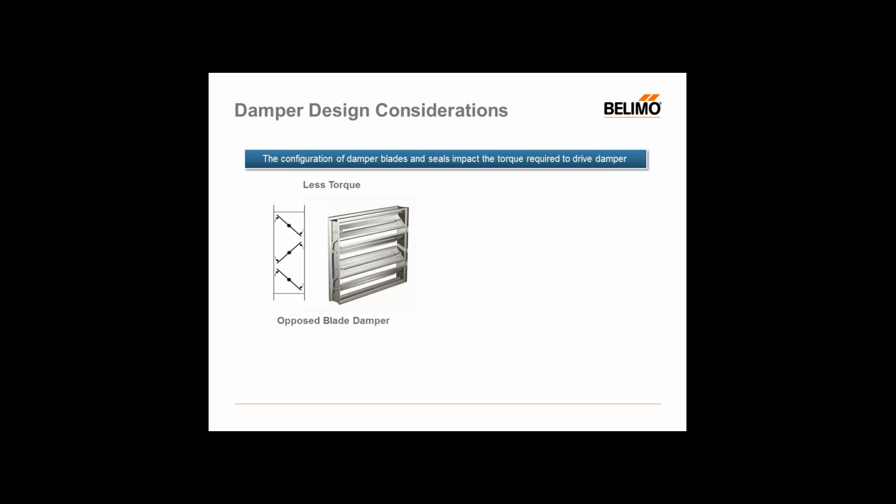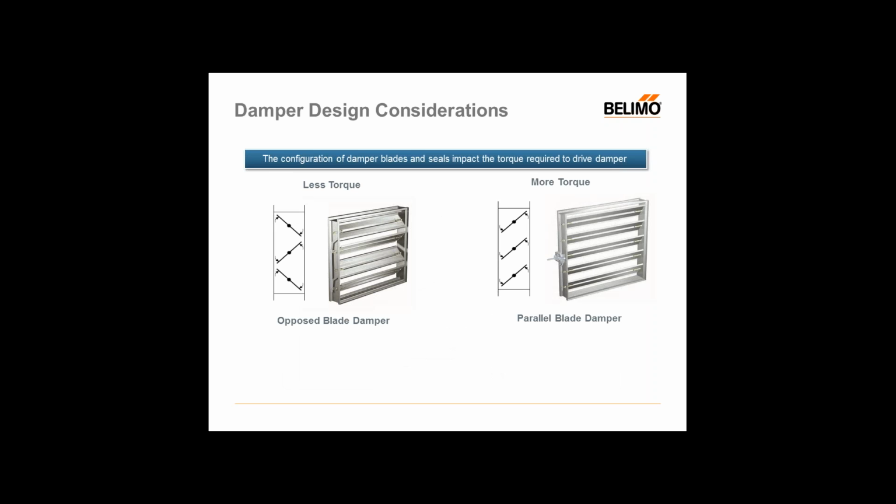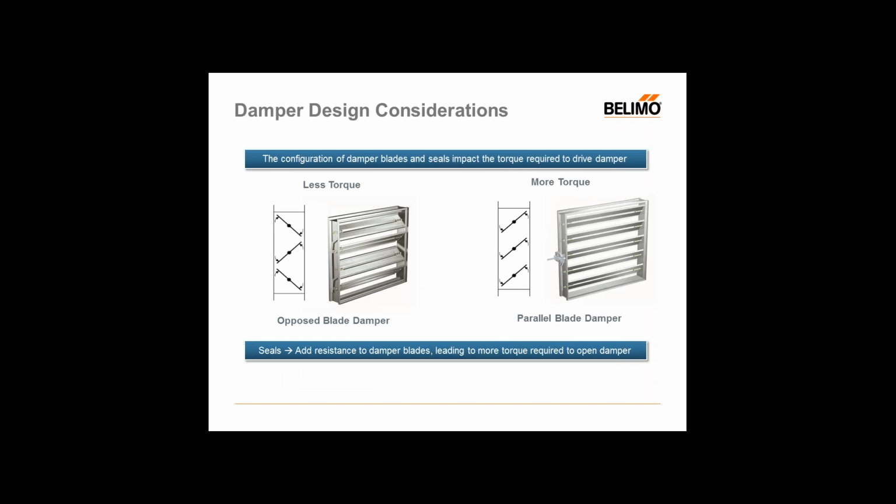Now comparing the two, an opposed blade, just like the name calls out, has damper blades moving in opposite directions, which requires less torque compared to a parallel blade type damper, where the damper blades are moving in the same direction. These will typically use more torque. Not only would the blade design play a factor, also seals. You could have edge seals on the damper blades and around the damper frame against the blades, which cause extra friction, which will lead to more torque being required.